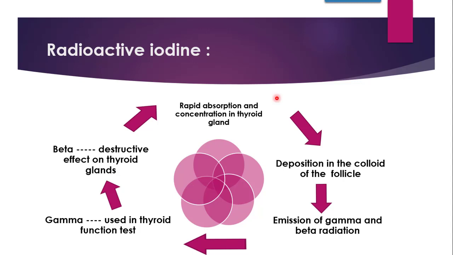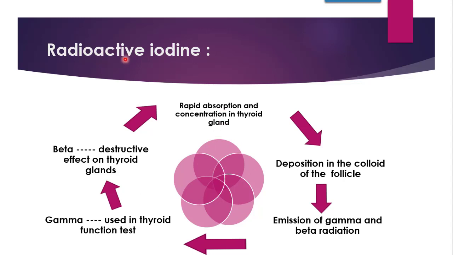Now coming towards the last class, which includes radioactive iodine. The only isotope of radioactive iodine mainly used is iodine 131. There are other isotopes also which are used, but the main one used is iodine 131. So this radioactive iodine works by this mechanism.